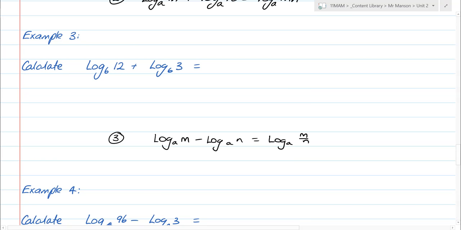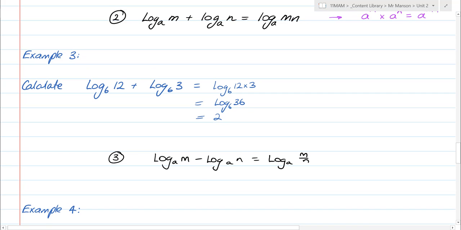So if I was evaluating log base 6 of 12 plus log base 6 of 3, if you want to do this in your calculator, log base 6 of 12 is an irrational number. Log base 6 of 3 is also an irrational number, but when I evaluate them, I get log base 6 of 12 times 3, which equals log base 6 of 36, and 6 to the power of what equals 36? 2. So log base 6 of 36 is 2. And that just comes from that second log law up there. If you're adding 2 logs with the same base, then you multiply the bits inside the logs. So that's a pretty easy log law.